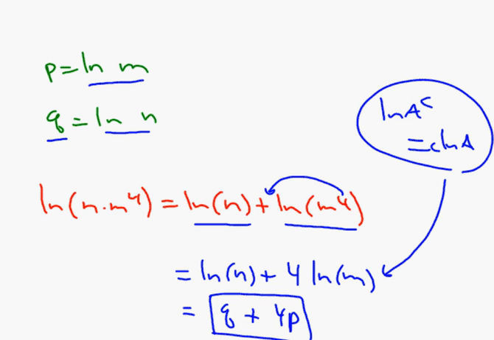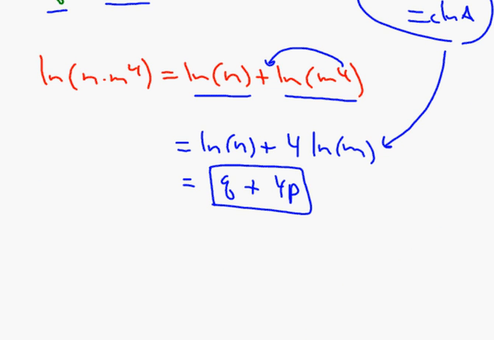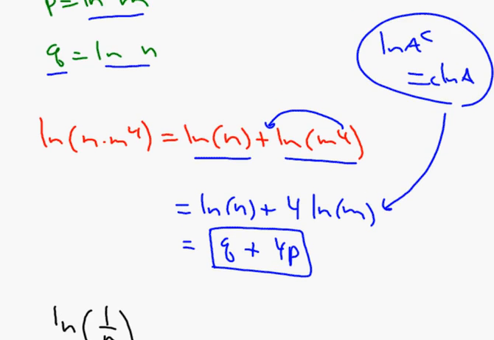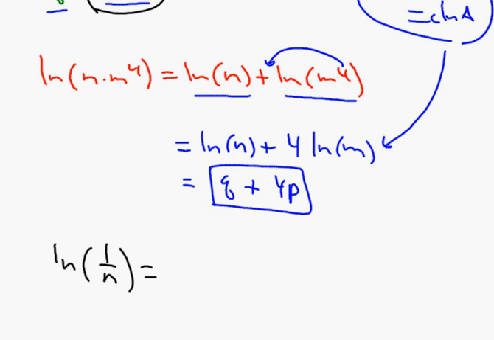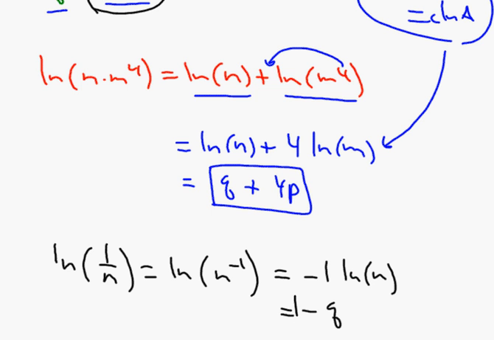All right? Let's look at another one. So the next question was the ln of 1 over n. That's not quite the ln of n that we have up here. It's 1 over n, but I can rewrite it. I can write this as the ln of n to the negative 1 power, right? And then by the third rule, I get negative 1 times the ln of n. Well, that's just negative q. That's that expression.